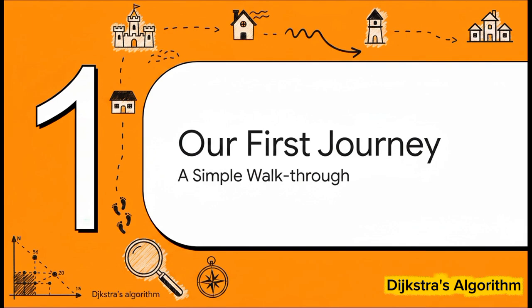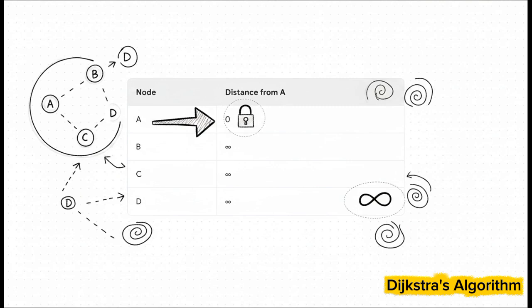All right, that's enough theory. The best way to learn this is to actually do it. So let's embark on our first journey together. We'll use a very simple map with just 4 towns to see exactly how this process unfolds. Here's what our logbook looks like at the very beginning. We're starting at town A, so the distance to itself is, of course, 0. As for towns B, C, and D, we haven't found a path to any of them yet, so for all intents and purposes, their distances are infinity.